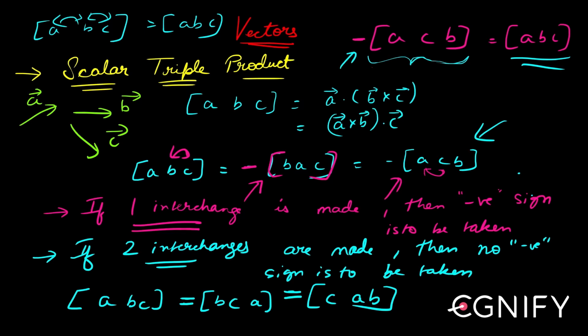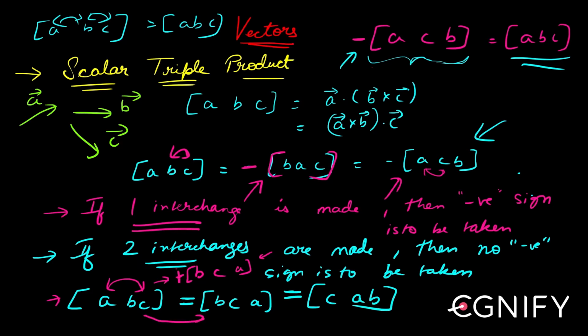So how have I got this from this? Let's look at that now. Basically, I'm interchanging A and C first of all. If I interchange A and C, then what I'll get is CBA. But then if this and this have to be equal, then I'll have to put a negative sign. But then I'll make one more interchange. I will interchange B and C now. So if I interchange B and C, then I'm making one more interchange, so one more negative sign will come out, and that will become positive.